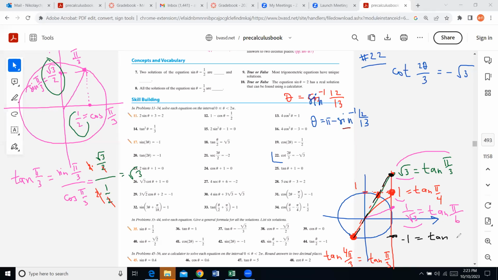Negative pi over 4. Right? Since the tangent function is odd, you get a minus in front of the tangent of pi over 4, which is -1. So this is something that I think is very helpful in order to solve these exercises, but one can say, so what about that one?